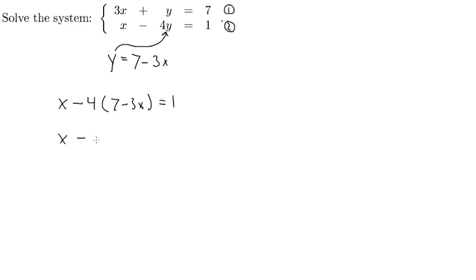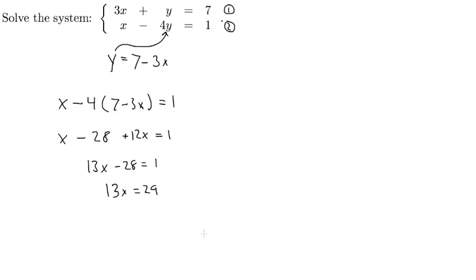x minus, let's see, we get 28 plus 12x. Don't forget to distribute your negatives correctly. Common mistake, it unfortunately wreaks havoc on your solutions. So negative 4 times this, make sure you distribute the negative correctly. So we've got 13x minus 28 equals 1. So let's add that 28 to both sides.